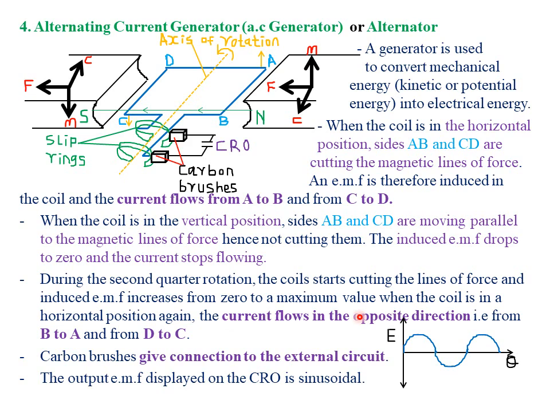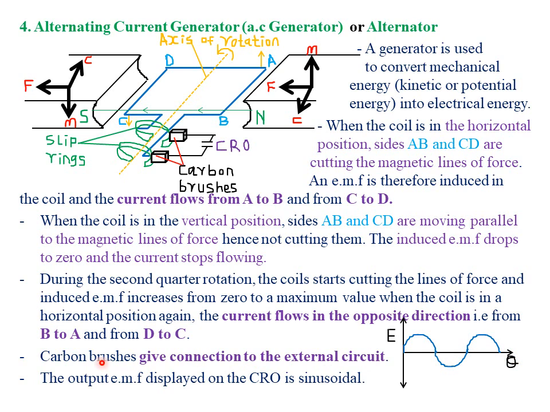So you can see that this direction is actually opposite to the initial direction. The initial direction was from A to B, then C to D. Now this direction is from B to A, then D to C. So actually the direction of flow of the induced current is opposite, or it has changed, and that is why you are seeing a graph which is on the positive side, then it changes to the negative side.